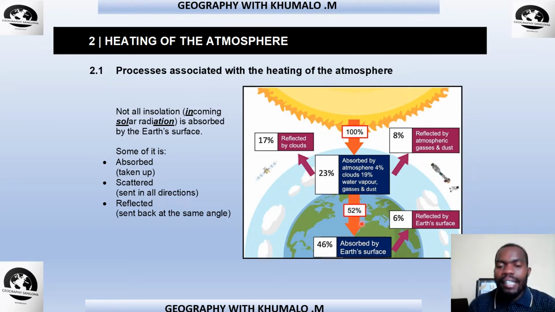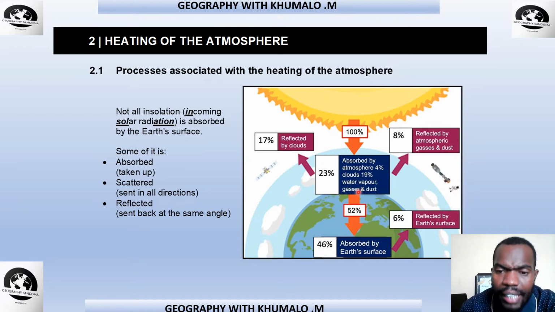So there in my diagram, 23% is absorbed by the atmosphere, by clouds and water vapor and other things like gases and dust. And then 46% is absorbed by the earth's surface, and the rest of it is scattered. You can see that, grade 10s.